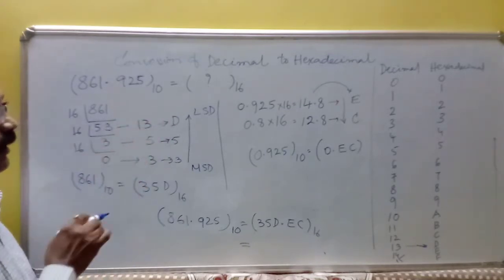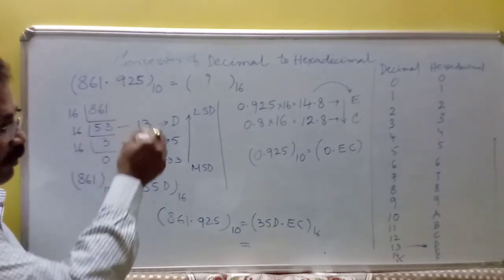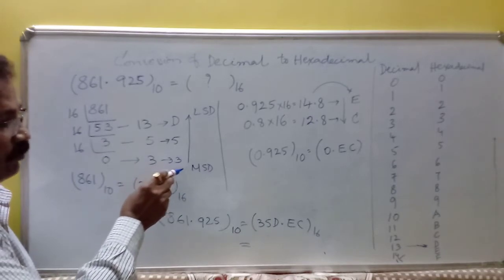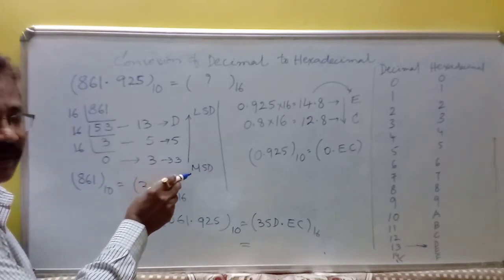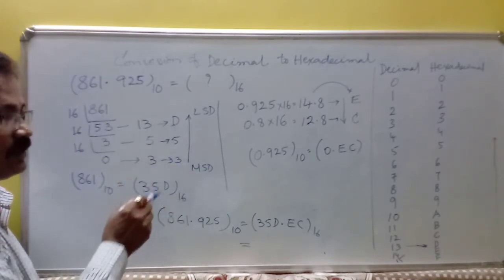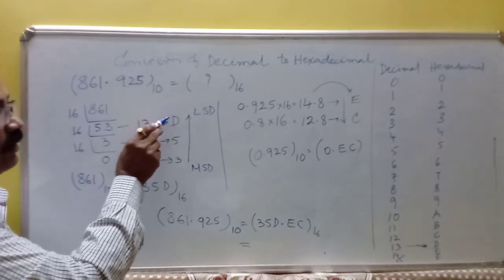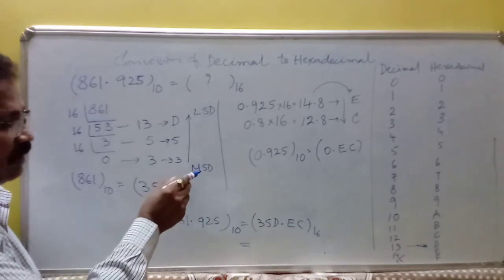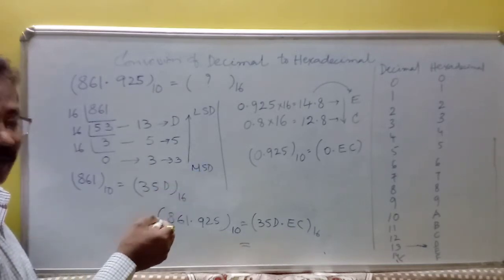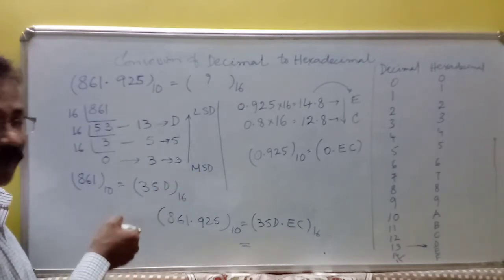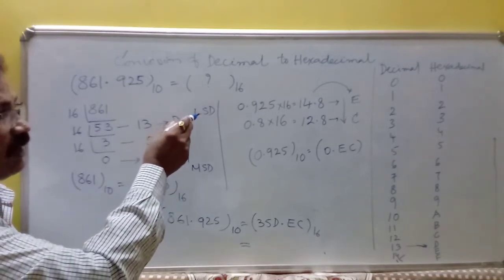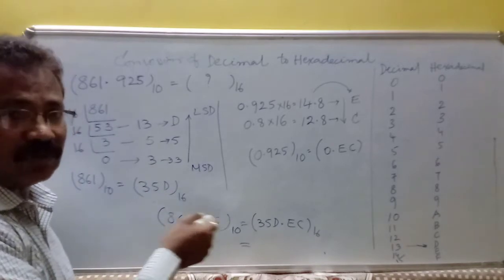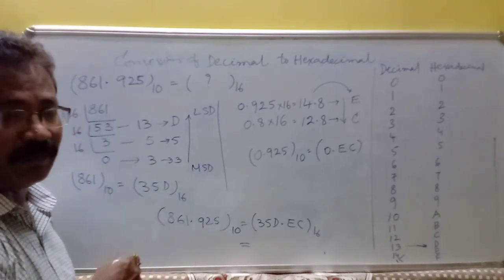Now take the remainders from bottom to top. Bottom remainder can be taken as most significant digit, and the top digit can be taken as least significant digit. Here the most significant digit can be written at the leftmost of the number, and the least significant digit can be written at the rightmost place of the number.